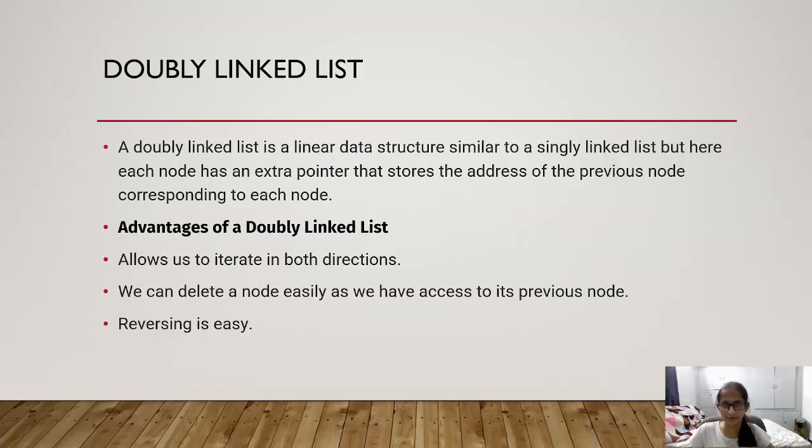Advantages of a doubly linked list. It allows us to iterate in both directions. We can delete a node easily as we have access to its previous node. Reversing is easy in a doubly linked list.